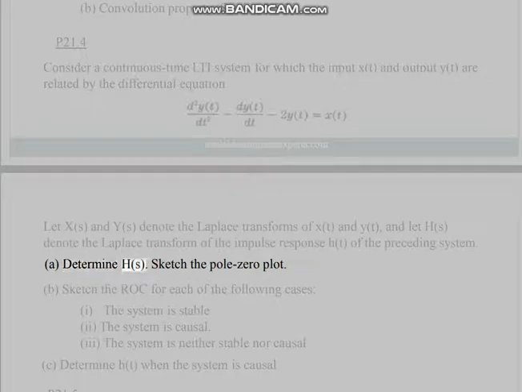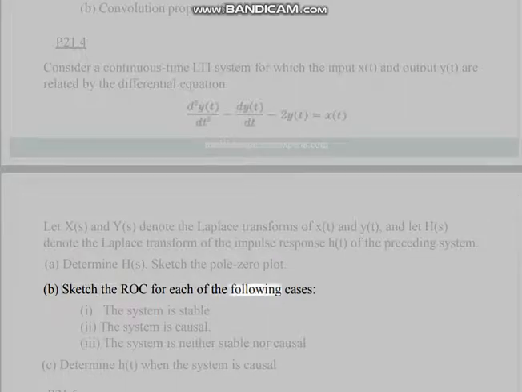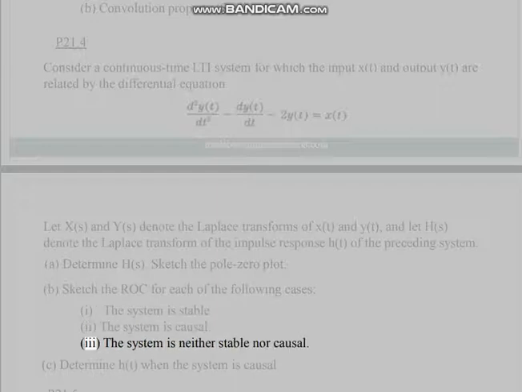A. Determine H(s). Sketch the pole-zero plot. B. Sketch the ROC for each of the following cases. 1. The system is stable. 2. The system is causal. 3. The system is neither stable nor causal. C. Determine h(t) when the system is causal.